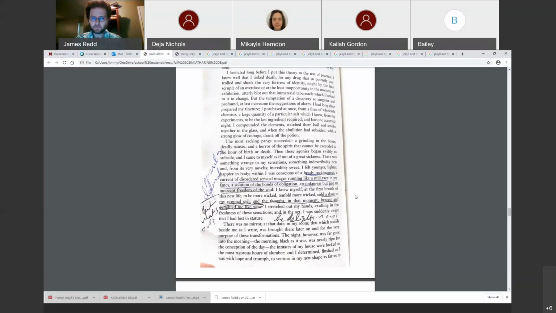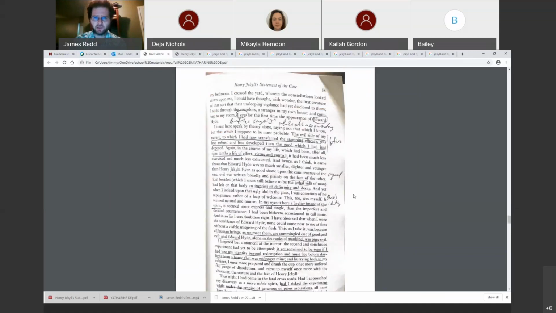And he's got this freedom of the soul, so he doesn't feel bound to his conscience anymore. That is basically how it works. Hyde is not bound to his conscience anymore, and so he delights in the evil that he is allowed to indulge in. We see on 55, it says, the evil side of my nature, to which I now transferred the stamping efficacy, was less robust and less developed than the good which I had deposed. So that's why I was talking about how Hyde is physically smaller than Jekyll.